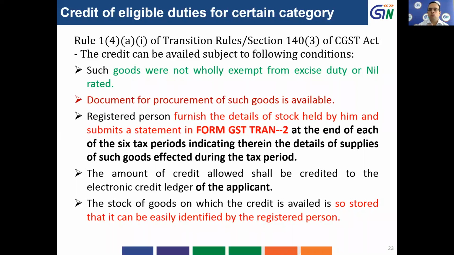So this is the rule. This is also written in Rule 3 of the transition rule, and it is universally applicable: wherever credit is allowable, it will be credited to the electronic credit ledger of the applicant. And he has to store the stock in such a manner that it is easily identifiable. So if the tax officer goes there, the registered person should be able to show him that these are the goods on which I am taking such credit. So these are the persons who are allowable for this credit. The credit is allowable under these conditions, and he has to file a return up to 6 tax periods.